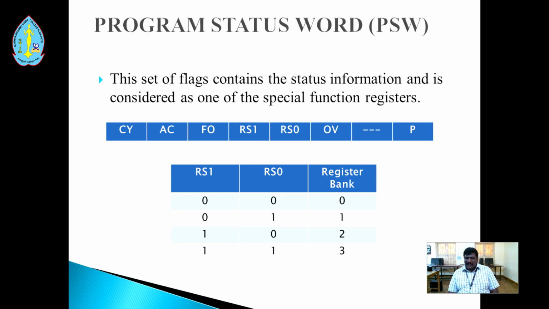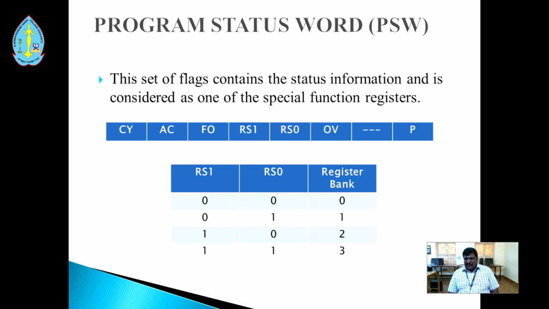Next one is the program status word. In the 8085 it is called the flag register, that means flip-flops. It also consists of 8 bits. It displays which flags are available and which flag is affected, so it is called the program status word. Of the 8 bits, bit 0 is the parity flag, AC is the auxiliary carry flag, and OV is the overflow flag. Next are RS1 and RS0, the register bank selection bits.